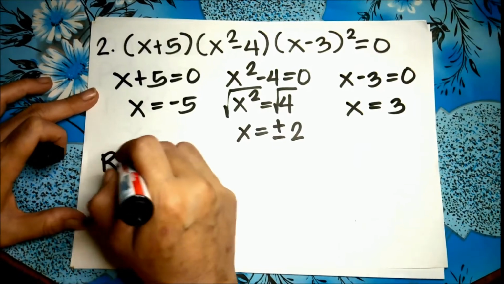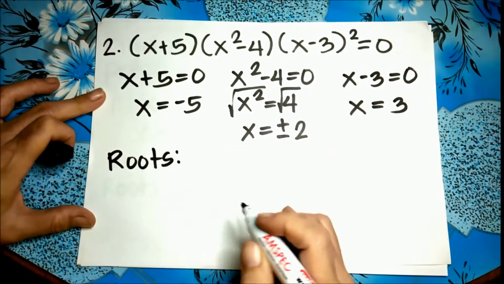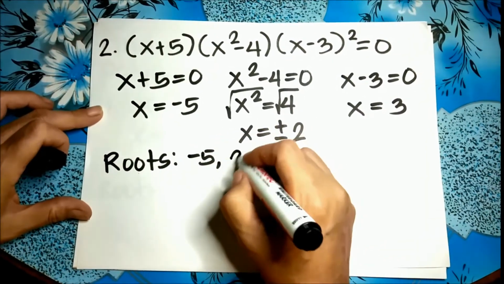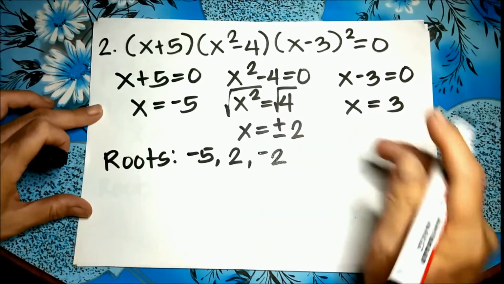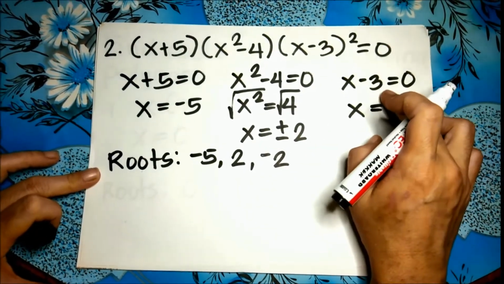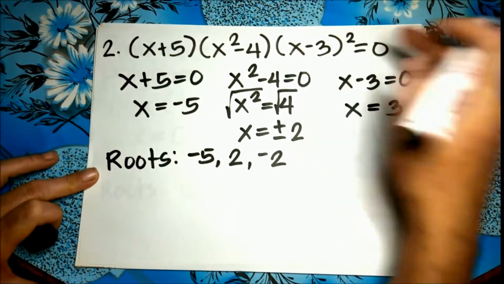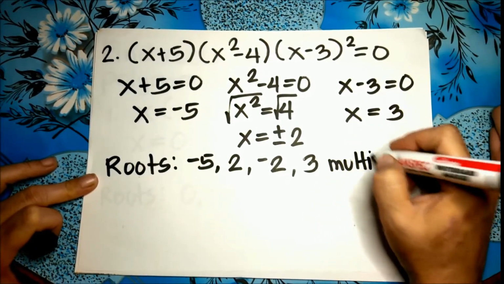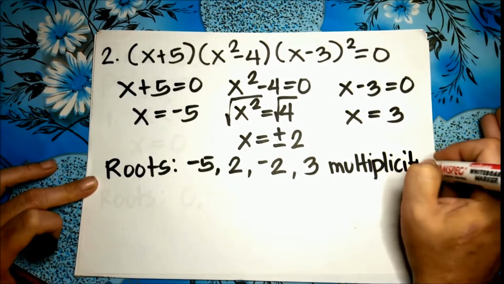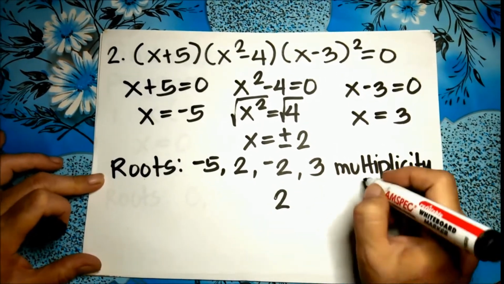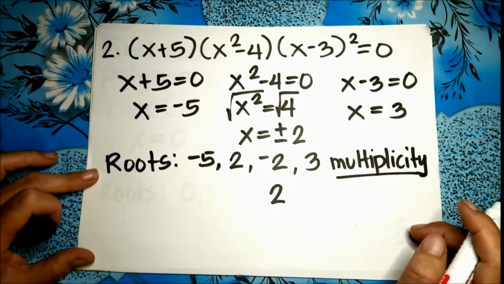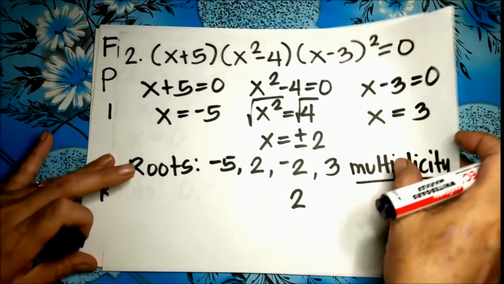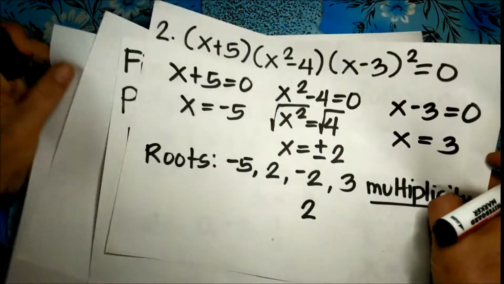Now, what are the roots? So, the roots are negative 5, positive 2, negative 2. But recall that x minus 3 is quantity squared. So, we write 3 with multiplicity two. So when you say multiplicity, it simply means that 3 is repeated 2 times. Next, we go to example number 3.